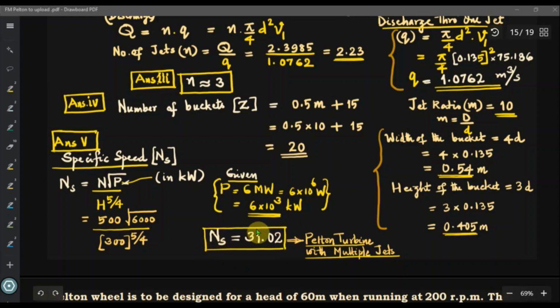Actually, the range of specific speed reveals some other ideas also. If the specific speed of the turbine ranges between 30 and 50, that obviously means it is a Pelton turbine with multiple jets.